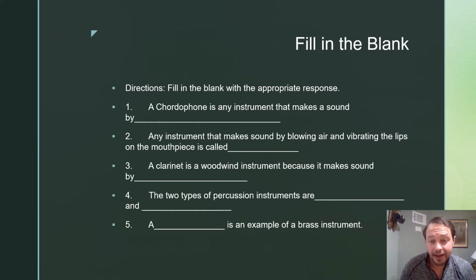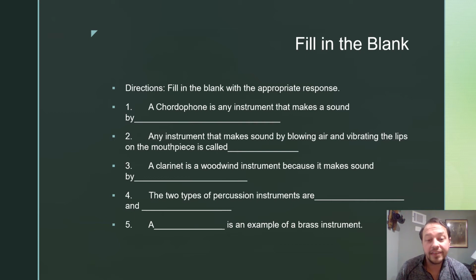You might be tempted to say aerophone because chordophone was used in the first question, right? So you're in that instrument category mindset. But if we think deeply about it, we know that not all aerophones make their sound through vibrating the lips on the mouthpiece. There's only one type of aerophone that does that. And what is that one type of aerophone? It is the brass family.